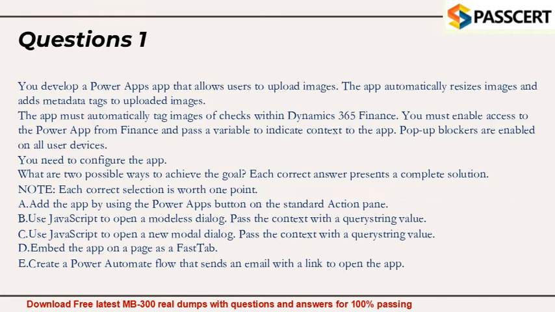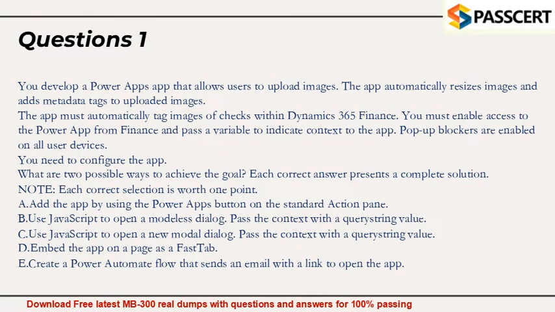Question 1. You develop a Power Apps app that allows users to upload images. The app automatically resizes images and adds metadata tags to uploaded images. The app must automatically tag images of checks within Dynamics 365 Finance. You must enable access to the Power App from Finance and pass a variable to indicate context to the app. Pop-up blockers are enabled on all user devices. You need to configure the app. What are two possible ways to achieve the goal? Each correct answer presents a complete solution. Note: each correct selection is worth 1 point.